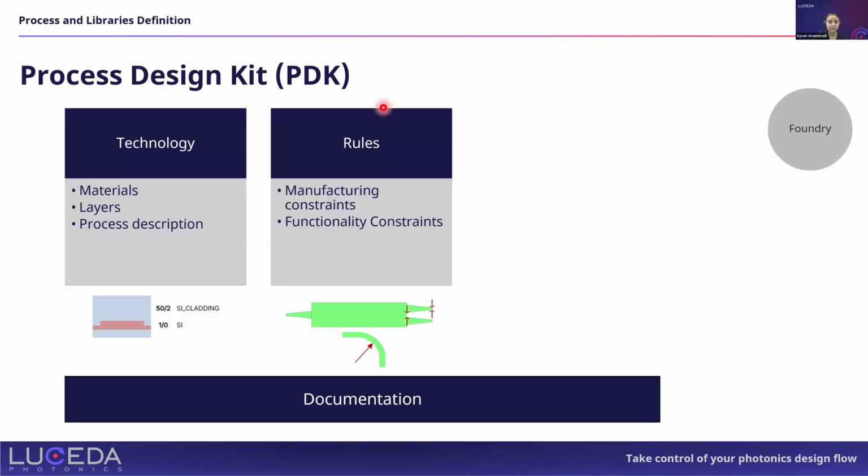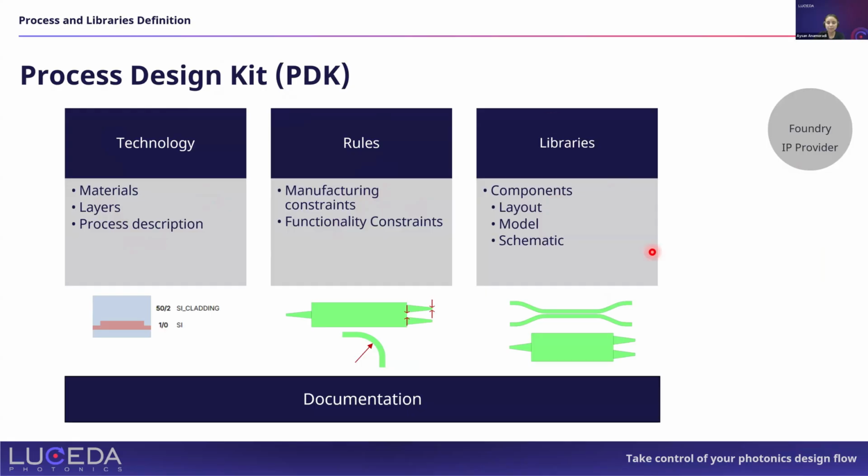So let's see what a process design kit contains. Basically, it has information regarding the technology, which is materials, layers, and process description, as well as manufacturing rules. These are provided by the foundry fabrication houses, and then libraries can be developed by the foundry as well as IP provider companies. These libraries can contain photonic components, and they can contain layout, model, and schematic. Then all of this should also be documented.